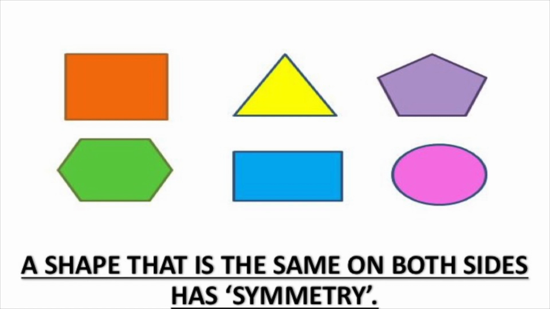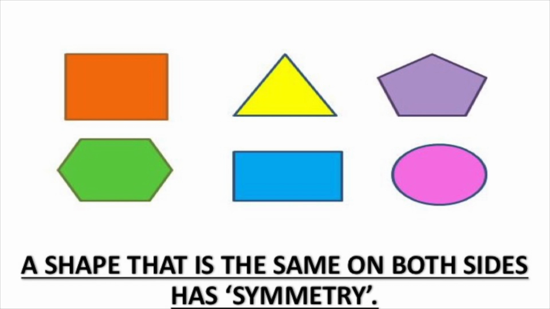If I draw a line down the center of the triangle, will it be symmetrical? Yes, because both sides of the triangle will be the same. Can anybody remember what this shape is? 5 sides? Pentagon. Well done. So you see here, if I draw the line down the center of the pentagon, we create 2 equal sides. That means the pentagon has symmetry. Same with the hexagon.